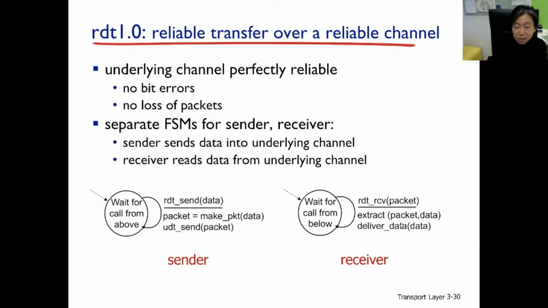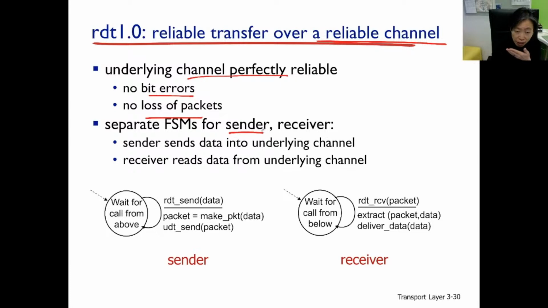Now RDT 1.0, the generation number 1. Right? So in this generation, the assumption is very strong. We're simply assuming that the underlying channel is reliable. As a result, for the sending side of RDT and the receiving side of RDT, there's nothing really that needs to be done. So the machine is very simple. So this RDT 1.0 is just so that you are more familiar with the finite state machine notation, right? So the underlying channel is perfect. No bit errors, no lost packets.